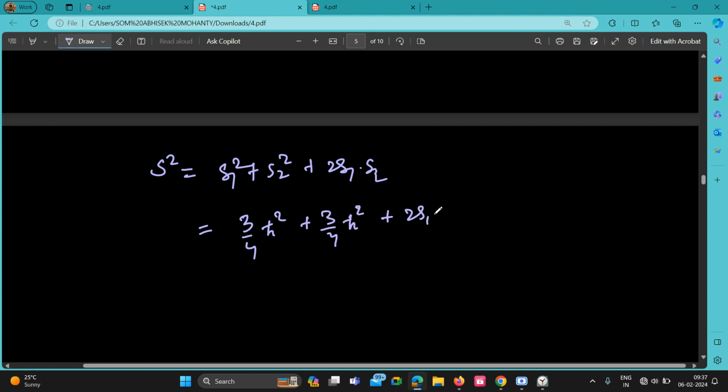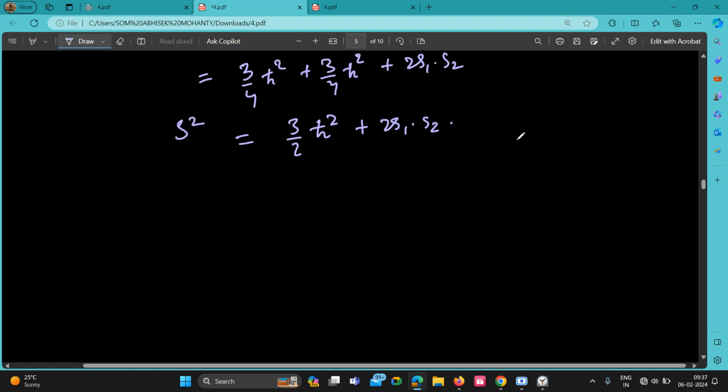S square is equal to S1 square plus S2 square plus 2 S1 dot S2. So 3 by 4 h cut square plus 3 by 4 h cut square plus 2 S1 dot S2. Is that alright? So this becomes what? 3 by 2 h cut square plus 2 S1 dot S2. That is S square.